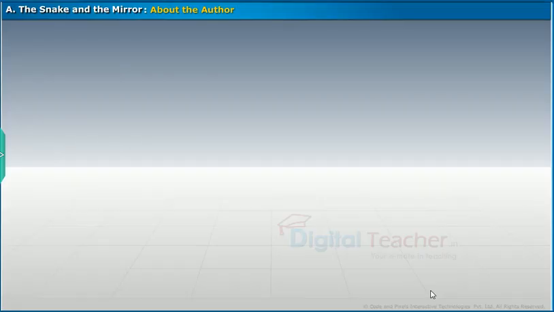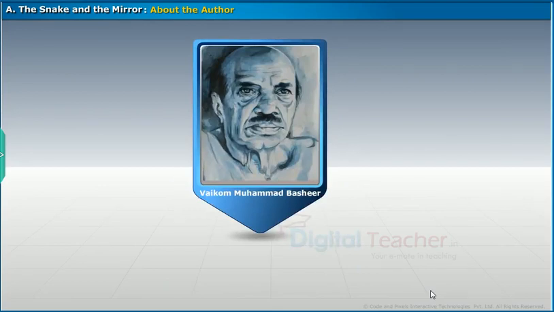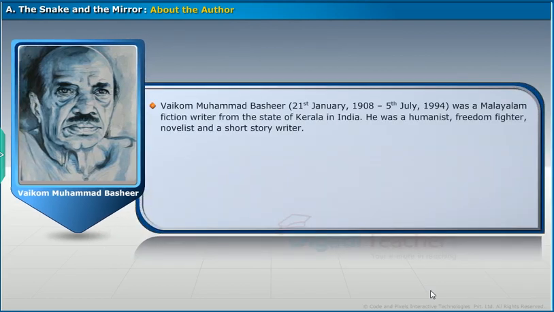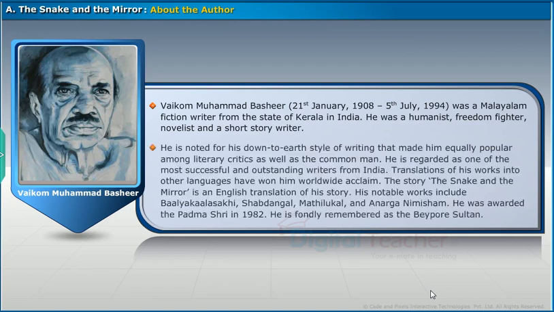About the author. The present story, The Snake and the Mirror, is written by Mr. Vaikom Muhammad Basheer. Let us know more about him. Vaikom Muhammad Basheer, 21st January 1908 to 5th July 1994, was a Malayalam fiction writer from the state of Kerala in India. He was a humanist, freedom fighter, novelist, and a short story writer. He is noted for his down-to-earth style of writing that made him equally popular among literary critics as well as the common man.